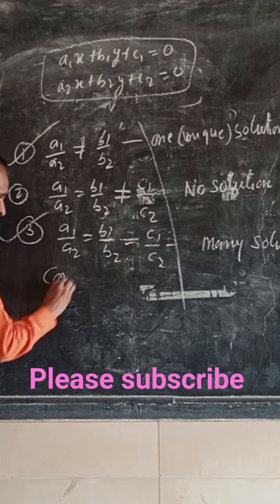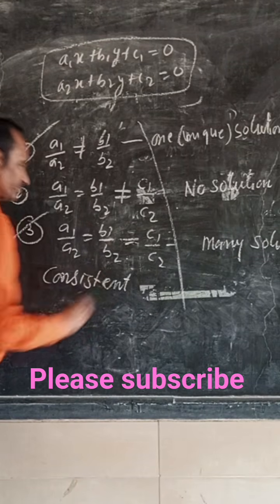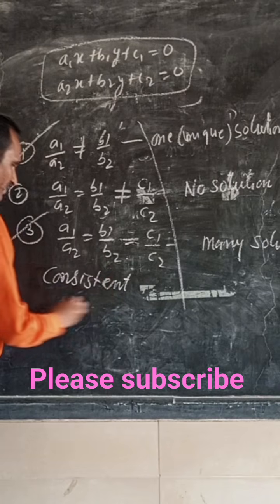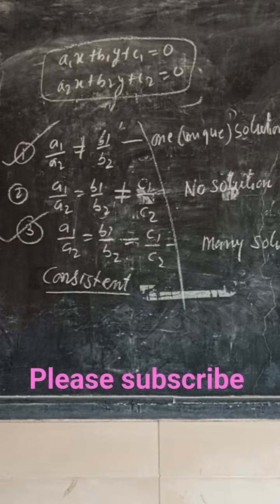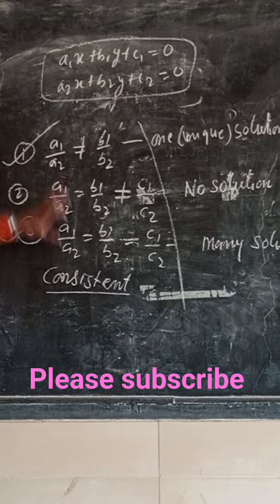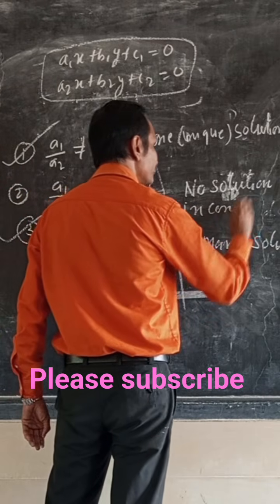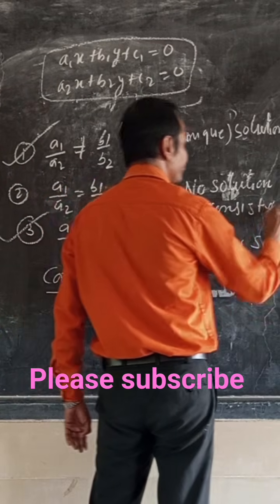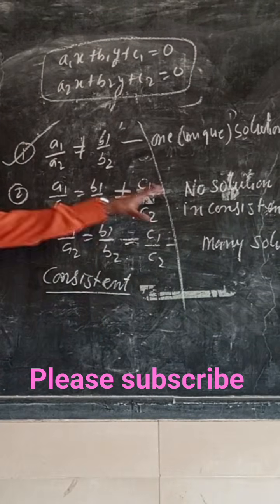They are called consistent. Consistent means they are having the answer. The second one, not having the answer, is called inconsistent. Inconsistent means there is no answer.